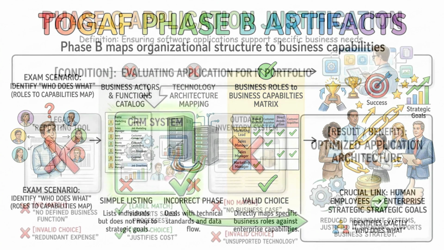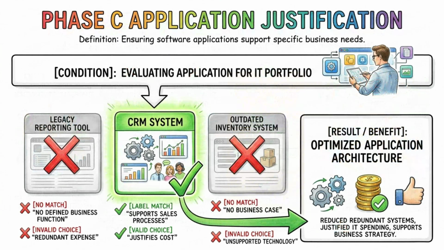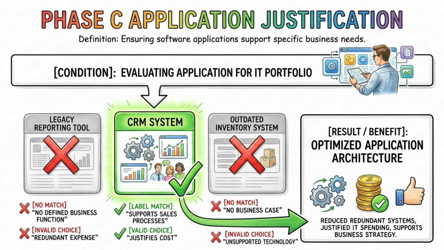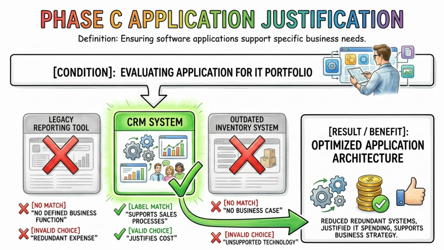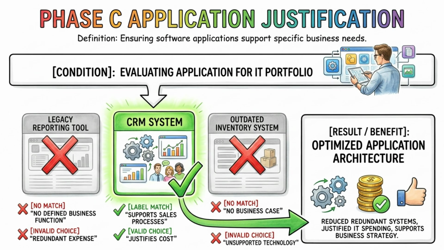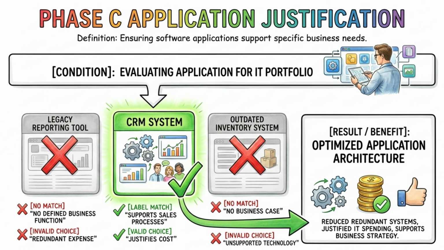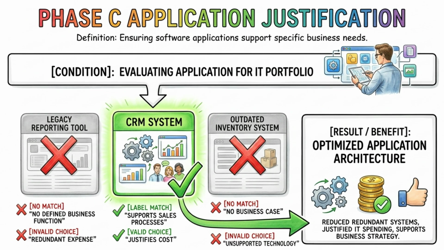In Phase C, the focus shifts to information systems, requiring content that describes data structures and software applications. For data architecture, architects use the metamodel to define logical data entities, creating diagrams that show how information flows across the corporate network. For application architecture, the content framework provides templates for cataloging existing software and mapping those applications to the business processes they support. On your exam, remember that Phase C artifacts must clearly prove that every software application justifies its cost by supporting a specific business function.